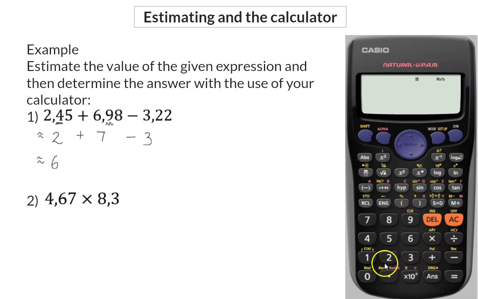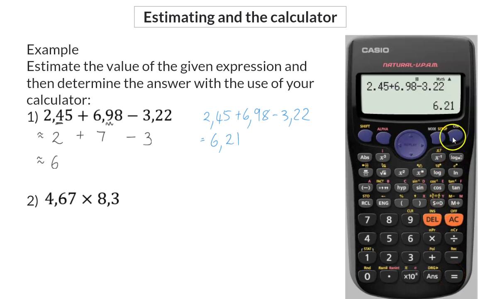Next, we can determine the accurate answer using our calculators. So we will start off with 2,45 plus 6,89 minus 3,22. The answer is given as a common fraction and SD gives us our decimal. The final accurate answer will then be 6,21, which is quite close to our estimated value.